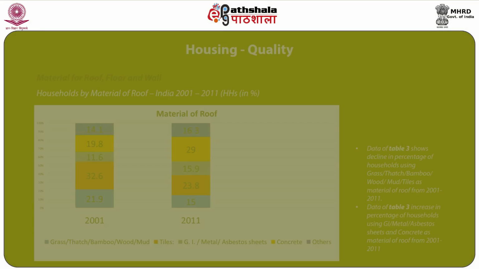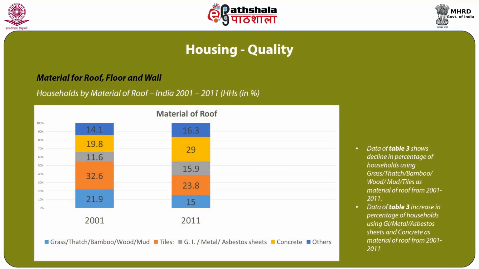9.5%. If we see the graphical representations of households by materials of roof in India 2001 to 2011 in percentages, this differentiation is largely visible across both the years. Data of table 3, when we see overall, shows a decline in percentage of households using grass, thatch, bamboo, wood, mud, tiles as material of roof from 2001 to 2011. Data of table 3 also shows an increase in percentage of households using GI, metal, asbestos sheets and concrete as material of roof from 2001 to 2011.